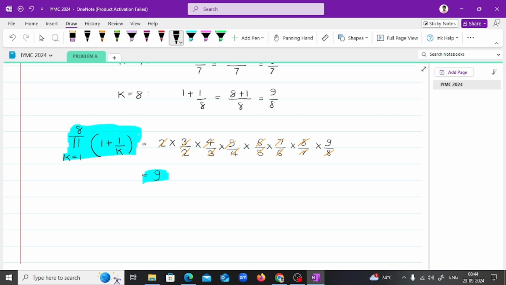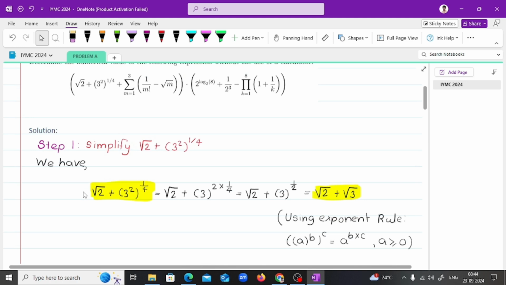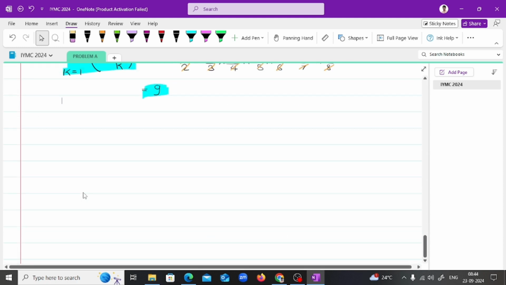Okay, so now I will write down the second bracket once again. So our second bracket is what? 2 raised to log 8 to the base 2 plus 1 upon 2 raised to 3 minus product of 1 plus 1 upon k, where k runs from 1 to 8. So I will write down this bracket here. 2 raised to log 8 to the base 2 plus 1 upon 2 raised to 3 minus product of 1 plus 1 upon k, where k runs from 1 to 8.